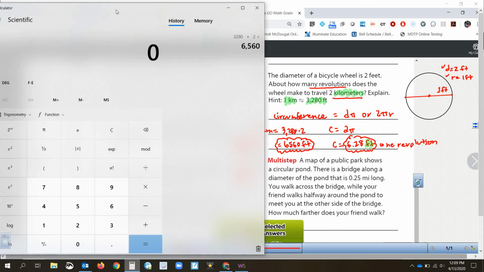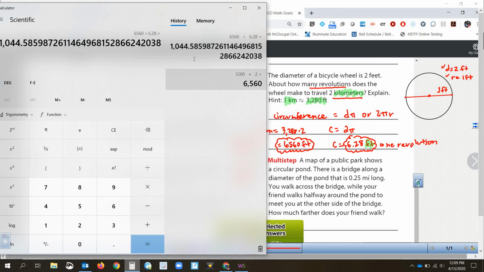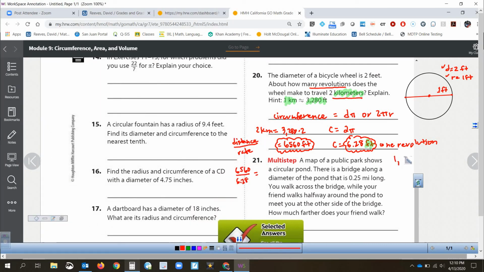So let's just do this one more time with the calculator. Again, what do we want? We want 6,560 divided by 6.28. And when we do that, we get, wow, 1,044.58. If it turns around 1,044 times, it will not be far enough. If it goes 1,045 times, it will go too far. But in this case, we should round up, because if we stopped right there, we'd be too short, right? So 1,045 is what we're looking for. 1,045 revolutions. If we go that many times around, we will have covered a little more than 2 kilometers.